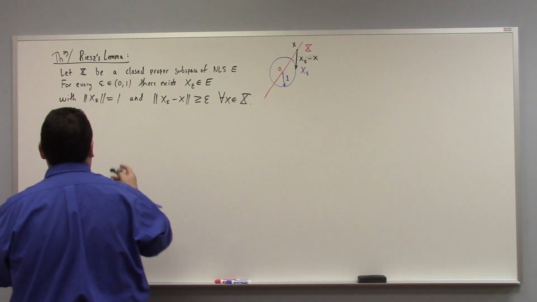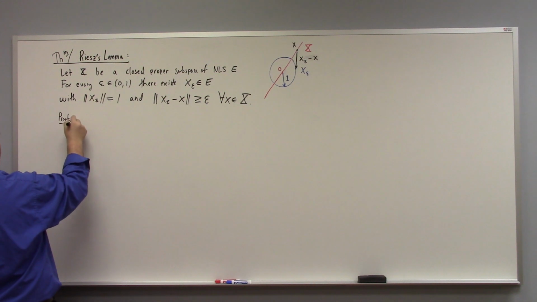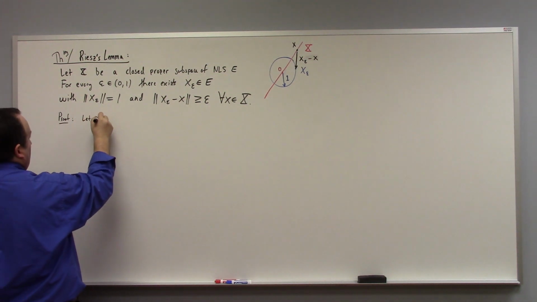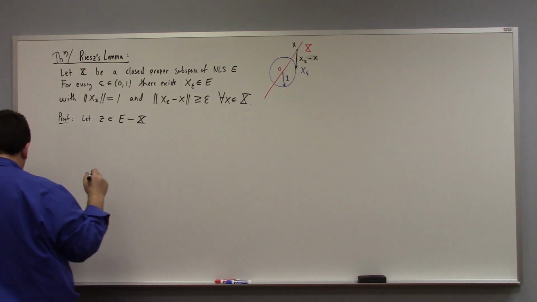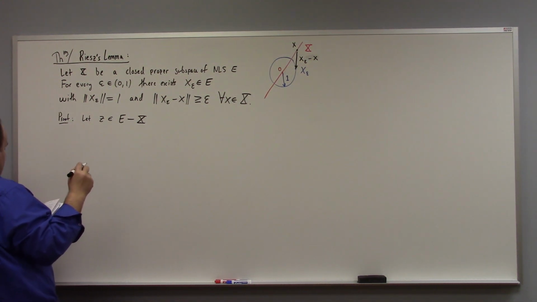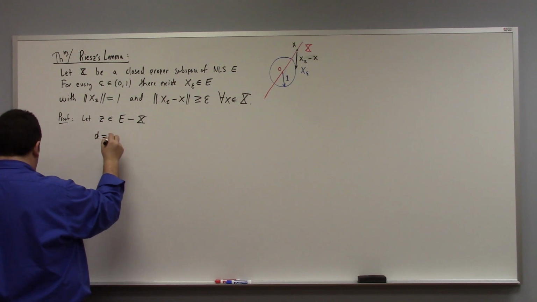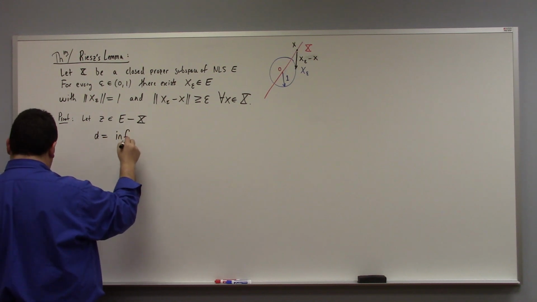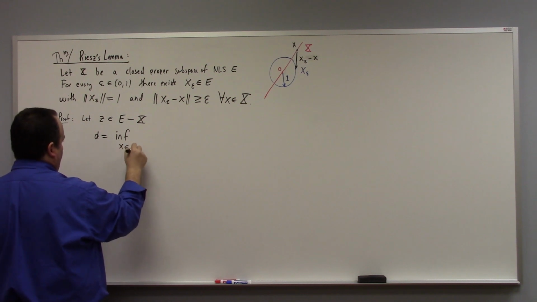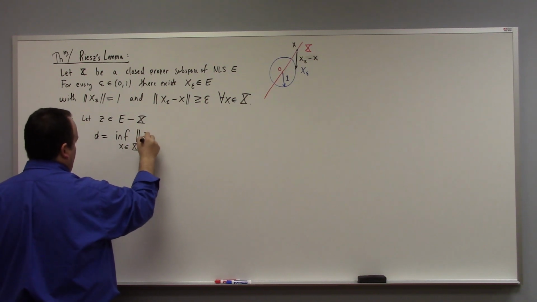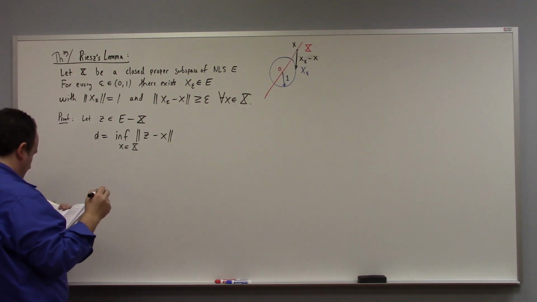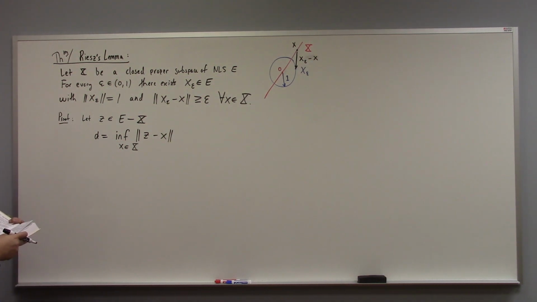All right, so he says, let z be an element of E take away X, so in the complement of X in E. And he says let d equal the infimum over x in X of the norm of z minus x. He says since X is closed, d is greater than 0.